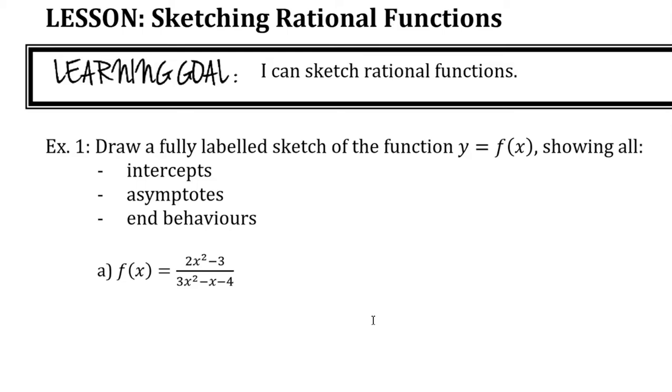So the way that we do these sketches, these are big sketches. The first one is going to take us half an hour or more. Now that's because I'm going to do a lot of explaining, but these are long questions. They have a lot of different parts.